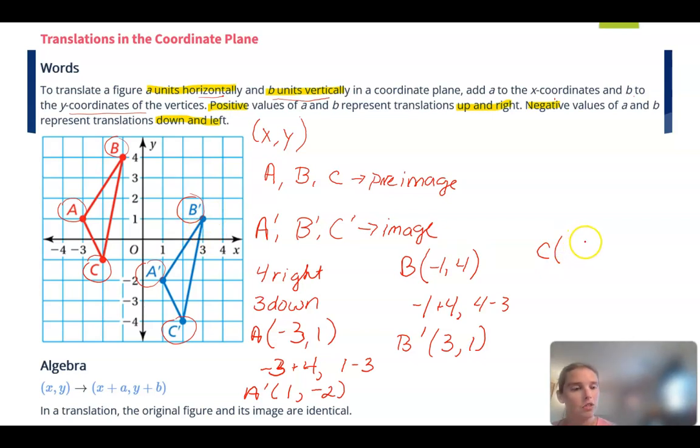Same thing for C. C was -2, -1. And -2 plus 4, and -1 minus 3 gives us C prime. -2 plus 4 is 2, and -1 minus 3 is -4. Look where we're at. 2, -4.